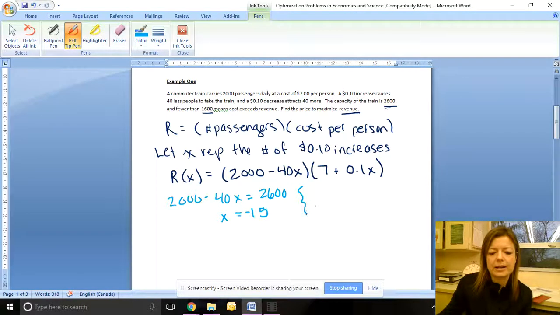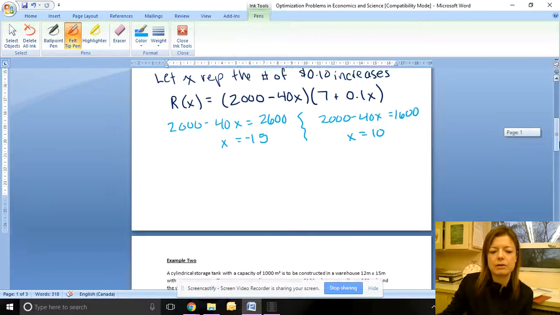All right, and now we've got to test our minimum. So 2,000 minus 40X equals 1,600. When you solve this, you get 10. So with 10 price increases, so that's increasing by a full dollar, that means that we'll only have 1,600 passengers, so that's the most that we can increase it by. So now we have our restrictions. So let's rewrite.